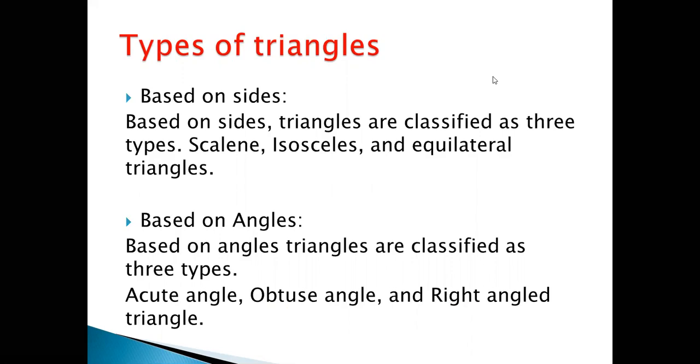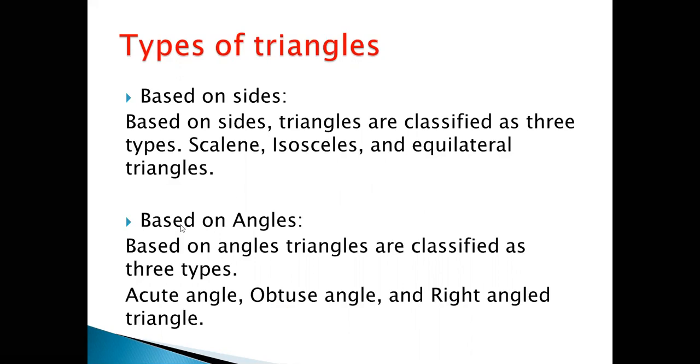Okay, so if we see based on sides, how many triangles are there? Based on sides, the triangles are classified into three categories. That is, three types of triangles are there based on sides. The first one is the scalene triangle, the second one is the isosceles triangle, and the third one is the equilateral triangle. And what is a scalene triangle, what is an isosceles triangle, what is an equilateral triangle, that's all we will see now.